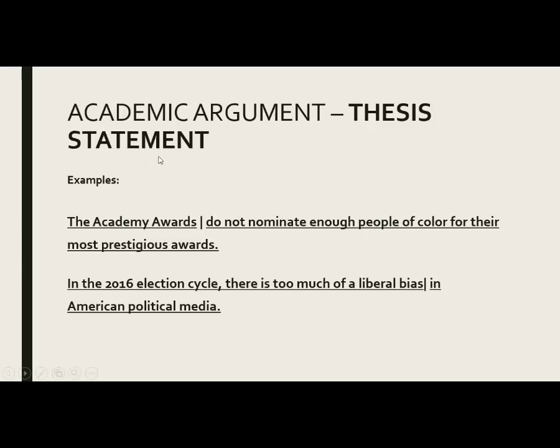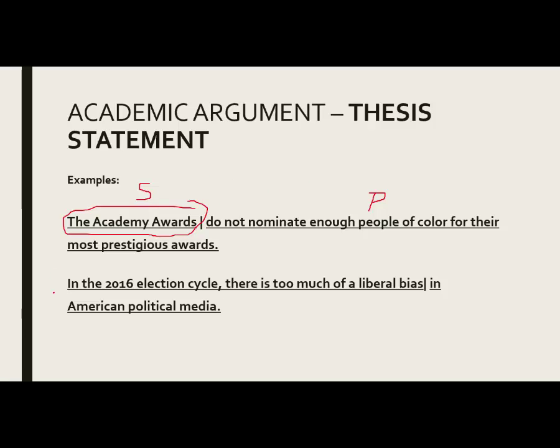Here are some examples of thesis statements for our Essay 1. Our first example states the Academy Awards do not nominate enough people of color for their most prestigious awards. If we look at where the bar is, we notice everything to the left of the bar, right here, consists of our subject, all right? We're talking about the Academy Awards, or the Oscars. Everything following that is our position on this controversy about the Academy Awards.